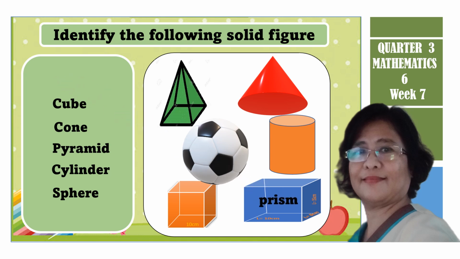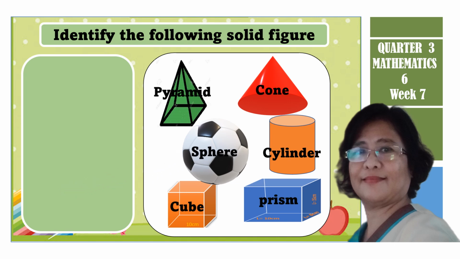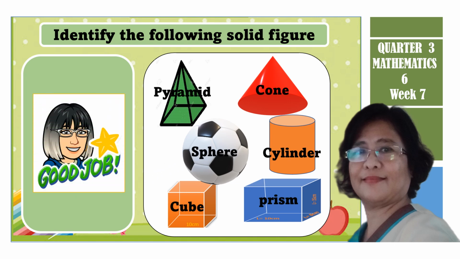Very good. Next, we have the cube. Where is the cube? Correct. We also have the cone. Where is the cone? Excellent. Another? We have the pyramid. Where is the pyramid? Correct. Next, we have the cylinder. Which one is the cylinder? Very good. And the last one is the sphere. I think you know already where the sphere is. Did you get the perfect score? Good job.